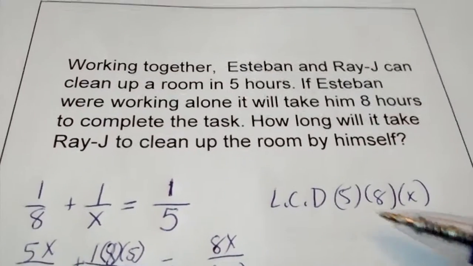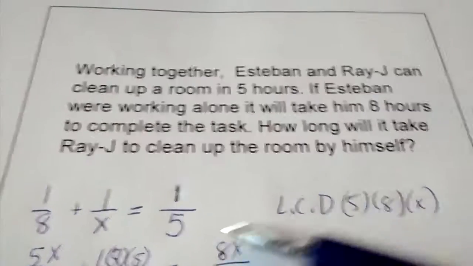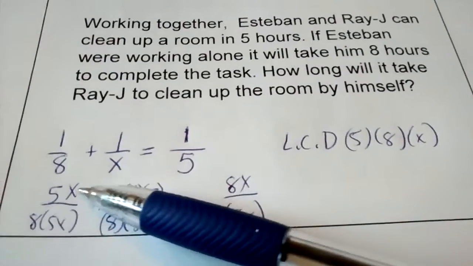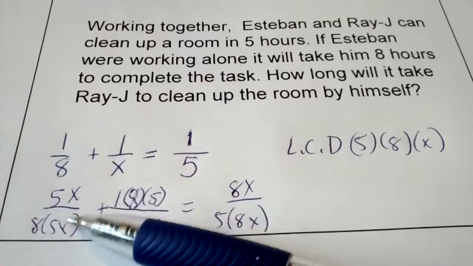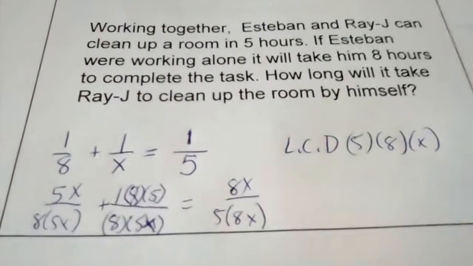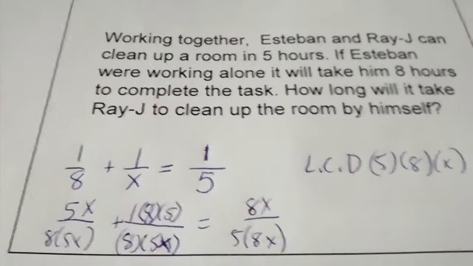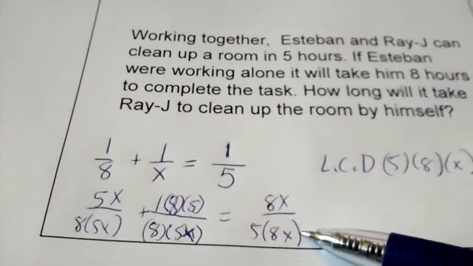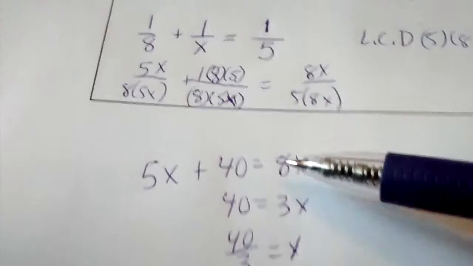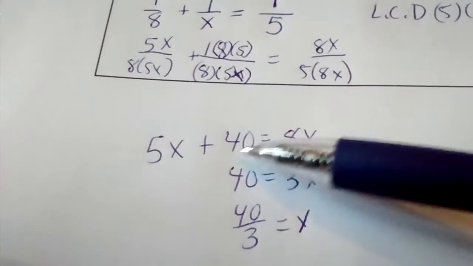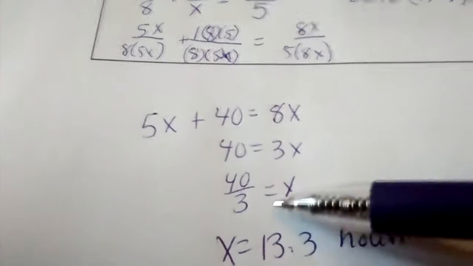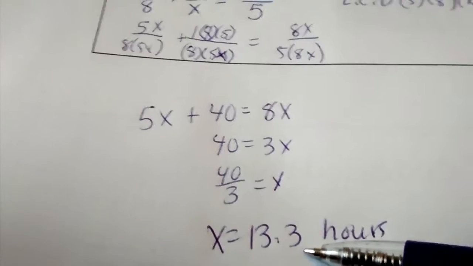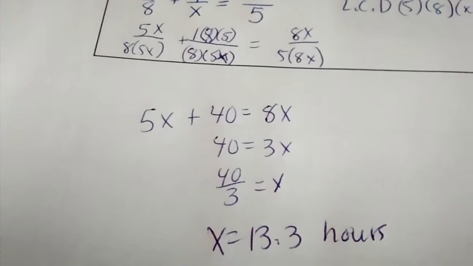So then you're working out a rational equation. You look for the least common denominator, and you give the numerator the factors that it needs to make the least common denominator, and then you're really multiplying both sides by 40x, which is the least common denominator, which leaves you with the numerator. And then once you do that, you can just easily solve for x, and that gives you the amount of time that it takes Ray J to complete the task on his own.